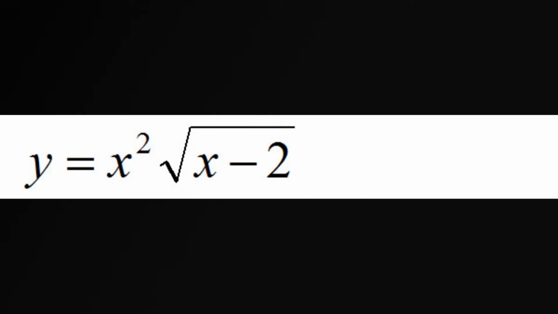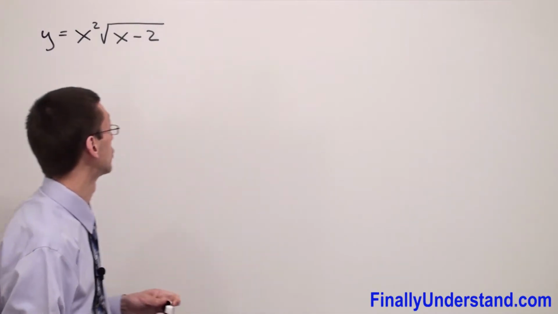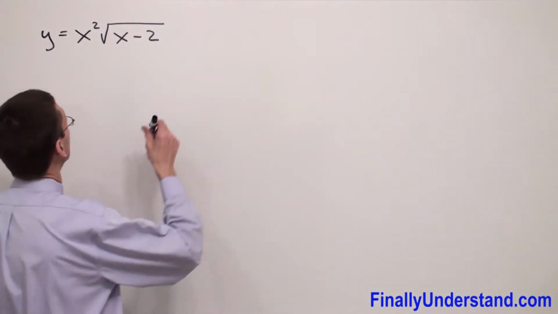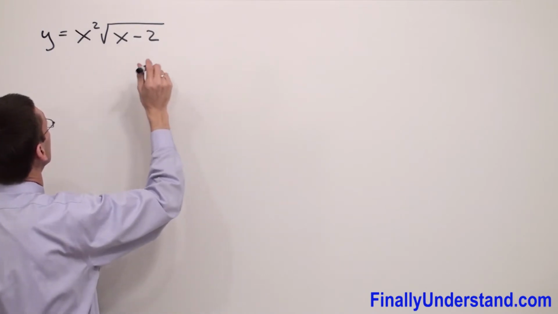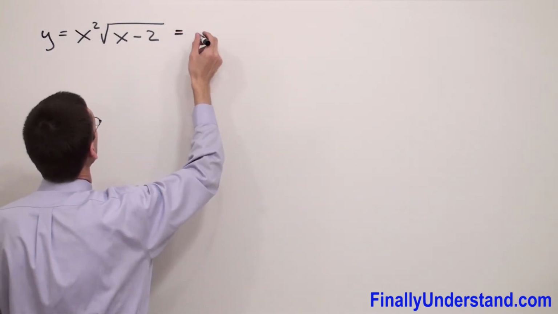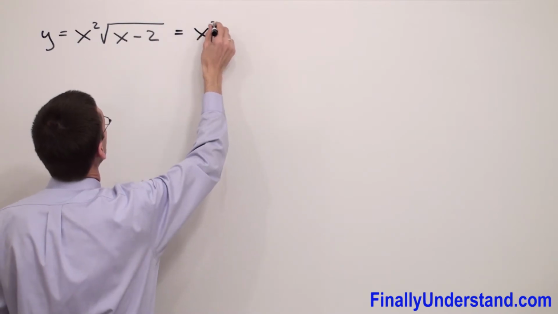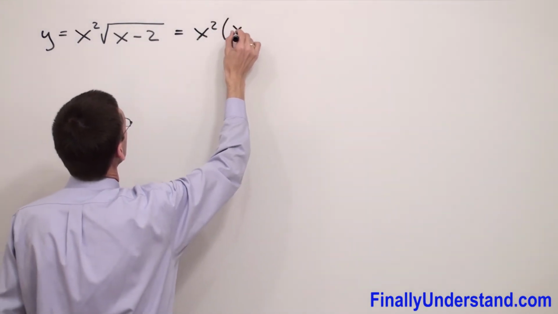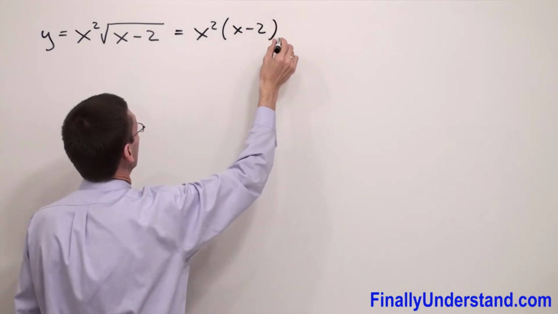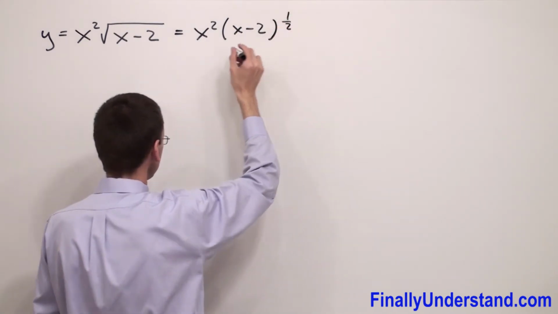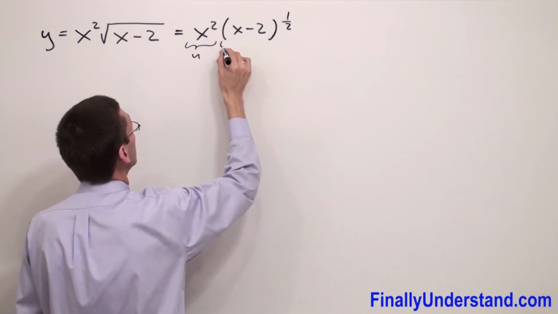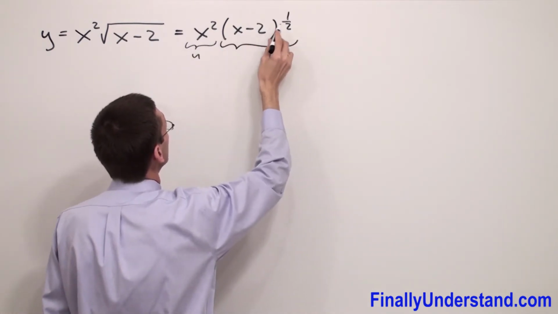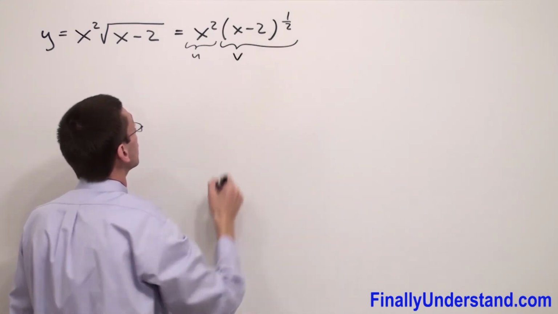We have another example on the board. Please notice that we are dealing with the product. So, in order to solve this problem, we're supposed to first convert the radical sign to the exponent. So I'm going to rewrite this problem as x squared times (x minus 2) to power 1/2, where x squared is going to be my u. Okay, (x minus 2) to power 1/2 is my v.